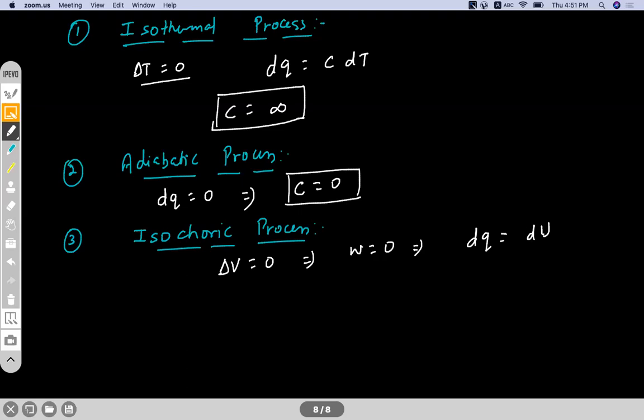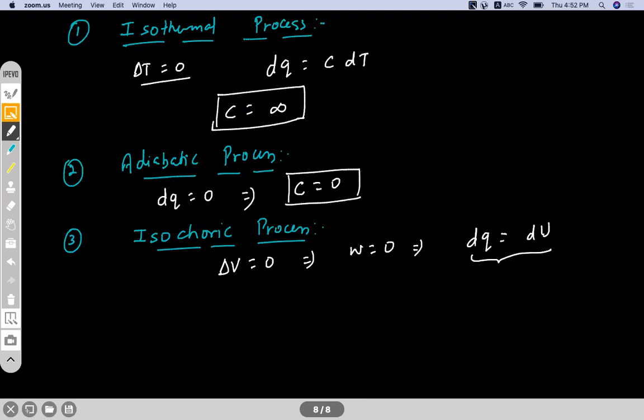Yes or no? First law of thermodynamics, we haven't done, but we'll do. The amount of heat that you are providing is equal to dU plus dW, correct? So dQ is equal to dU. You can understand this a bit later. Just for now, keep this in mind: dQ is equal to dU when work done is zero.